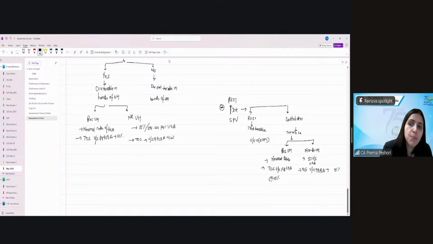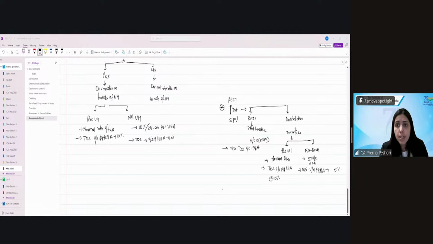And when SPV pays the interest to the REIT, no TDS under section 194A is required to be deducted by SPV to the REIT. Clear? Yes or no? Clear. Okay.